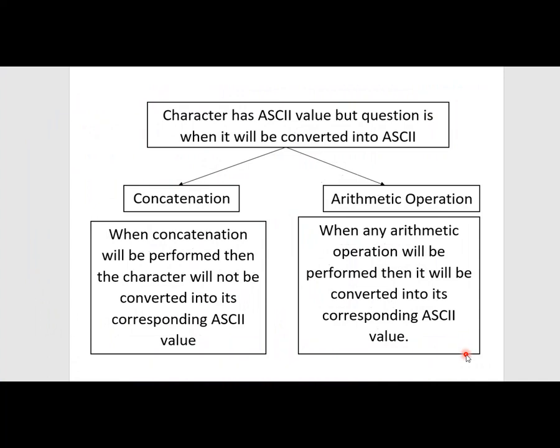So one more explanation here. A character has an ASCII value, but the question is when it will be converted into ASCII. We have two kinds of operation: one is concatenation operation and another is arithmetic operation. When concatenation is done, the character will not be converted into its corresponding ASCII. But when arithmetic operation is done, then the character will be converted into ASCII. So you have to remember this thing.